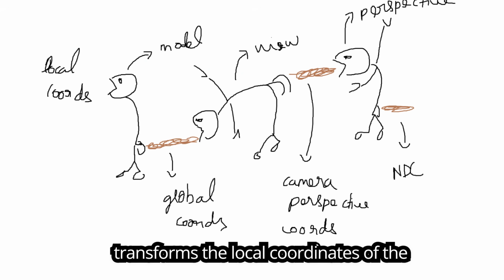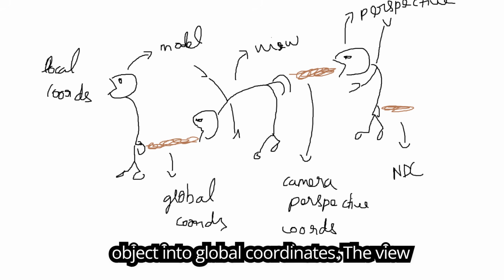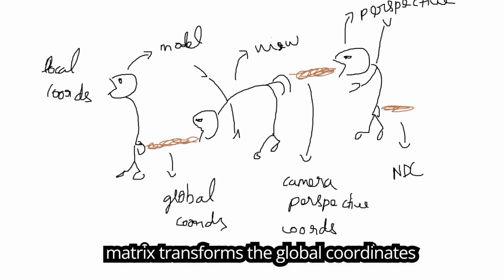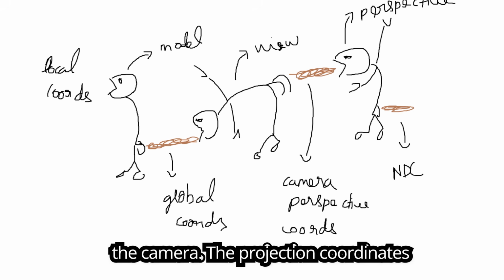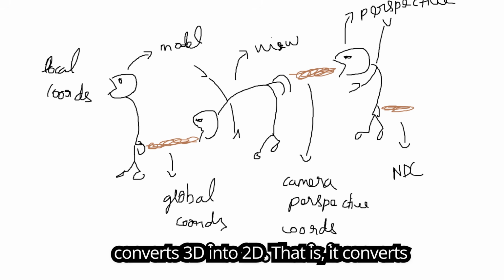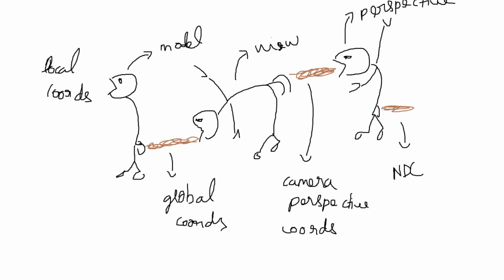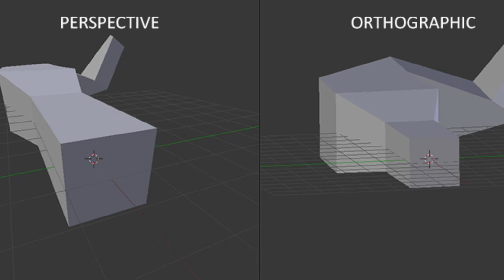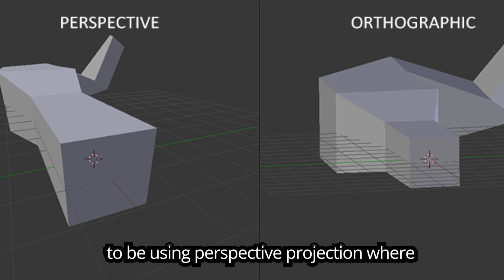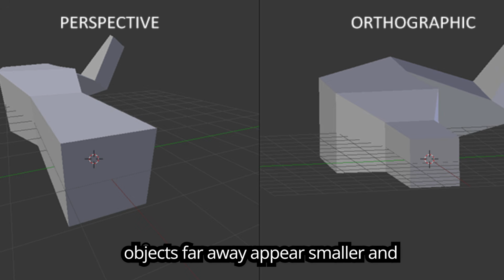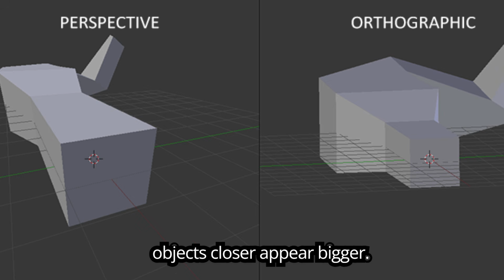The model matrix transforms the local coordinates of the object into global coordinates. The view matrix transforms the global coordinates into coordinates from the perspective of the camera. The projection matrix converts 3D into 2D, that is, it finally converts it into the NDC. There are two types of projection, perspective and orthographic. We're going to be using perspective projection, where objects far away appear smaller and objects closer appear bigger.